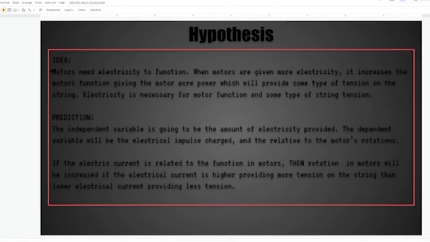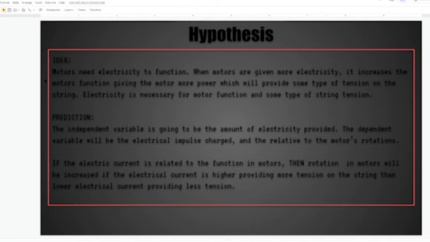My hypothesis, and here's my idea. Motors need electricity to function. When motors are given more electricity, it increases the motor's function, giving the motor more power, which will provide some type of tension on the string. Electricity is necessary for motor function and some type of string tension.